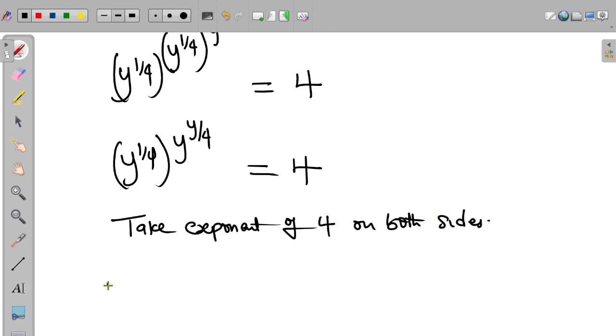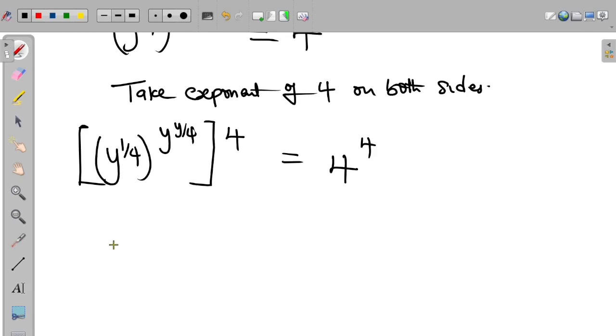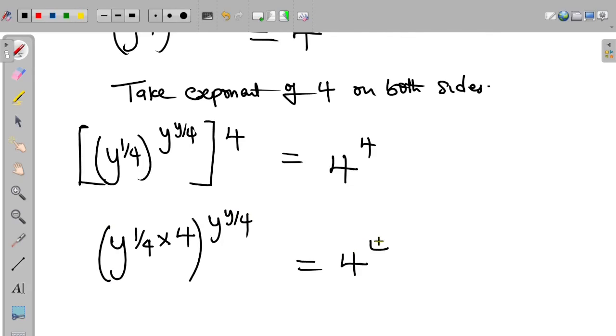So we have it that y raised to the power of 1 divided by 4, all raised to the power of y raised to the power of y divided by 4, all raised to the power of 4 is equal to 4 raised to the power of 4. So at this point, this becomes y raised to the power of 1 divided by 4 times 4, all raised to the power of y raised to the power of y divided by 4 equal to 4 raised to the power of 4.